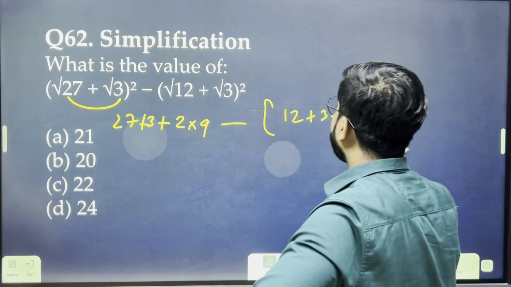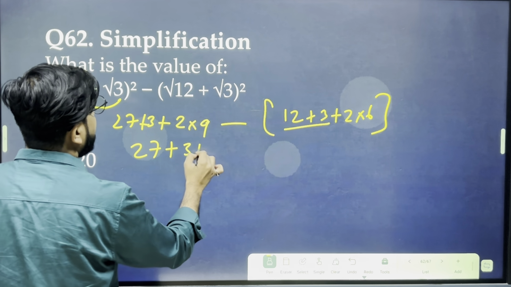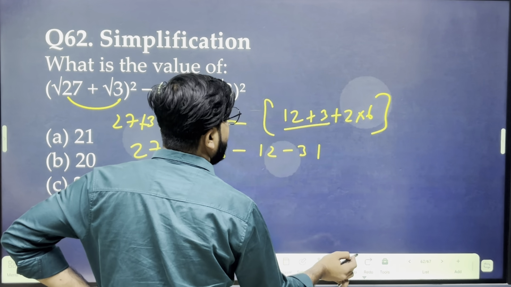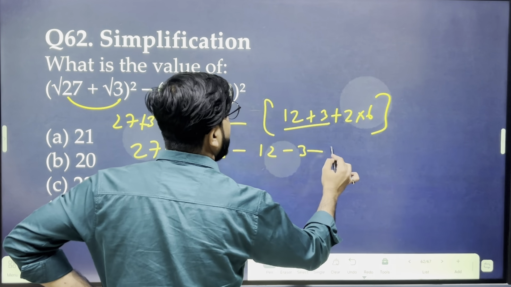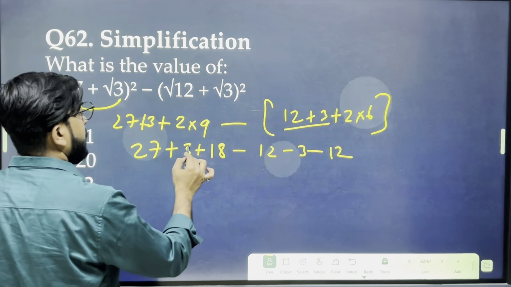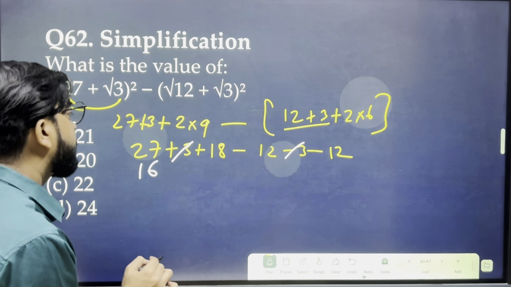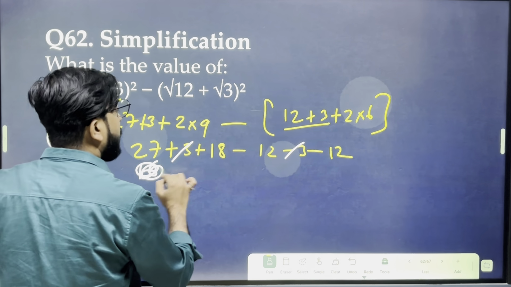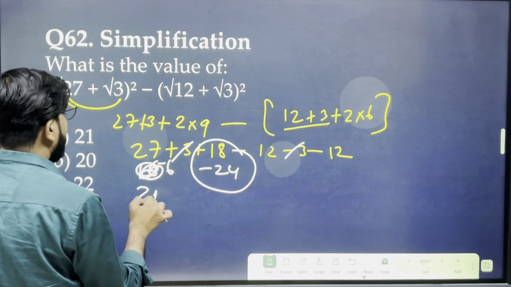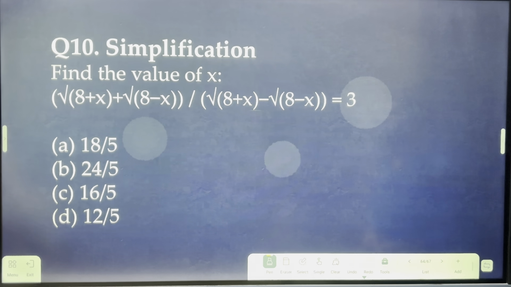It means 2 into 6. So 27 plus 3 plus 2 9s, 18, minus 12 minus 3 plus minus 12. So that is 3 3 18 minus 12, 6. 24 is there in negative. So that becomes minus 6, 21. Next, miscellaneous, and you can solve this easily.